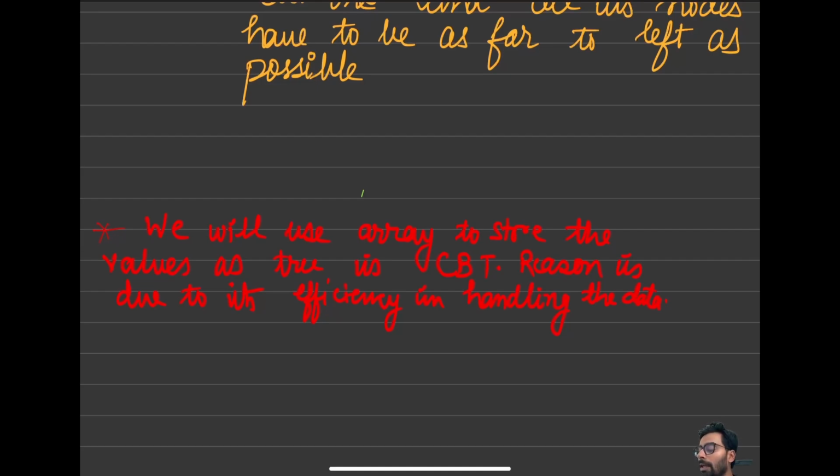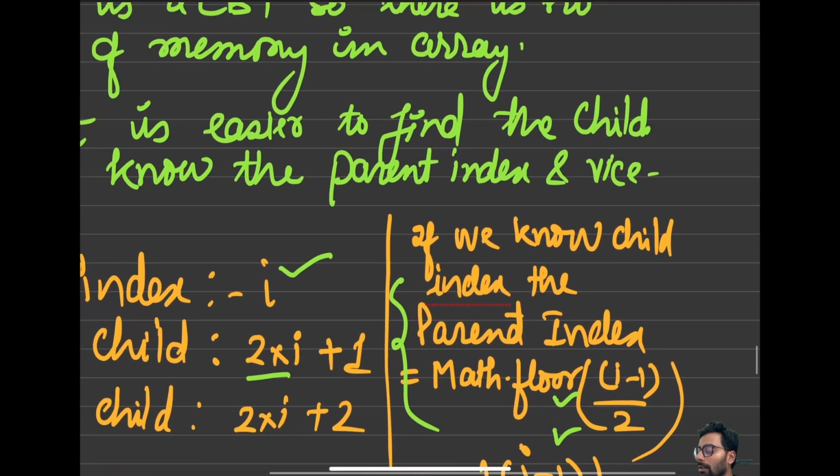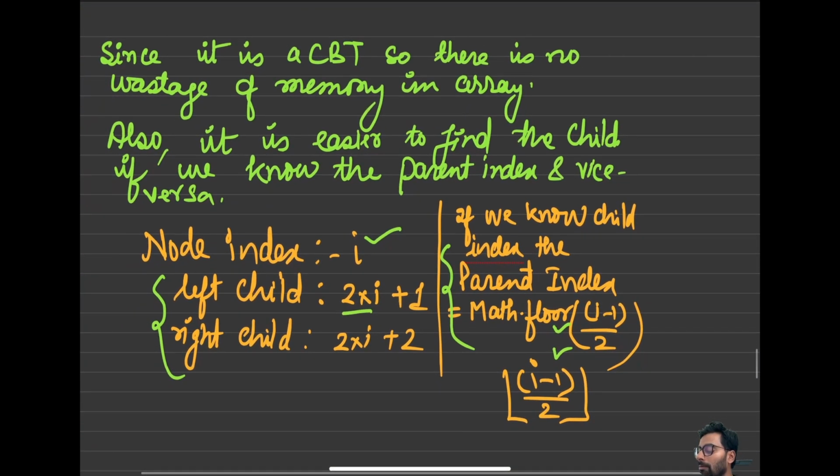If I'm at index I and I want to know about my child, like the left child and right child, an array will help us in finding it very easily. Also, let's say I'm a child at node I and I want to know about my parent, I can again easily find out my parent. So an array will give us a relationship that will be very helpful in finding those.